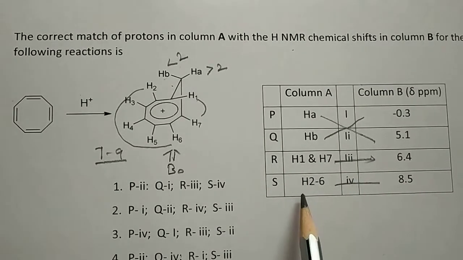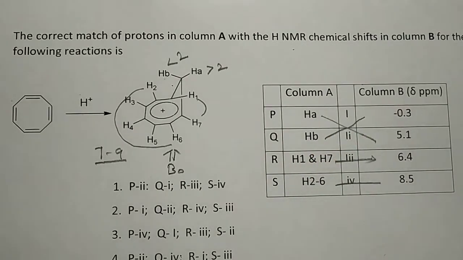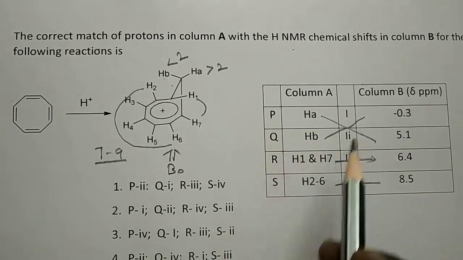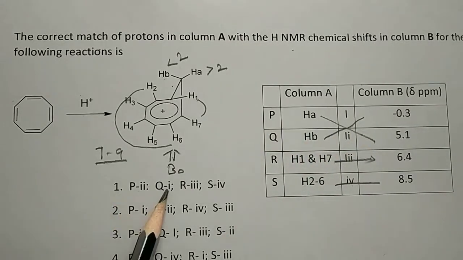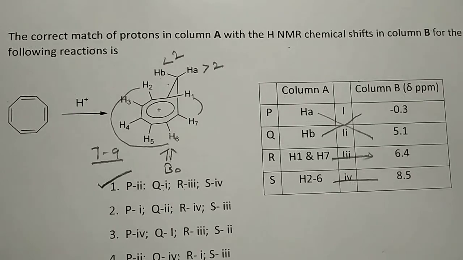So P is 2, Q is 1. R is 3, S is 4. Option A. Option A is the answer.